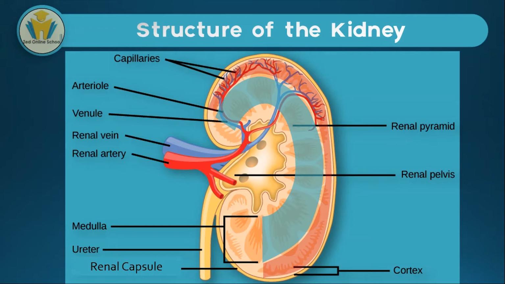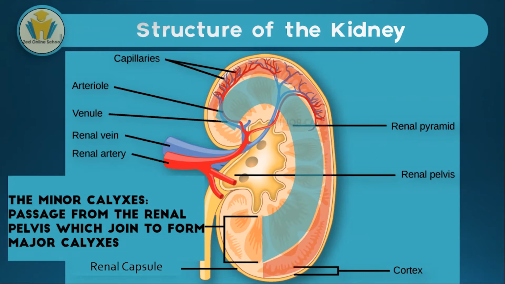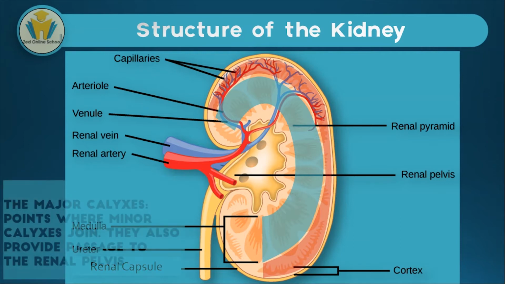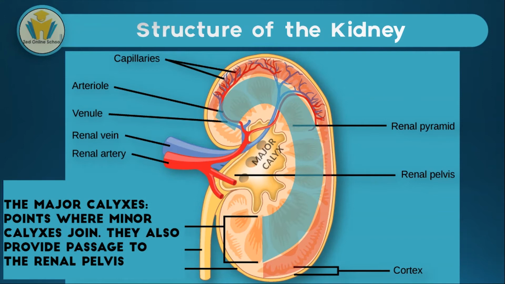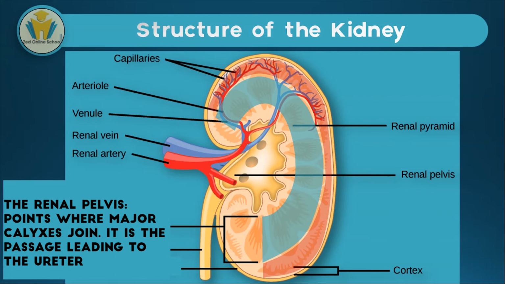Other parts include the minor calyces, which are the parts that are joined to the renal pyramid, meaning the minor calyces are the parts through which urine passes and gets into the major calyces, and then from the major calyces it gets into the renal pelvis, where it's destined to get into the ureter.